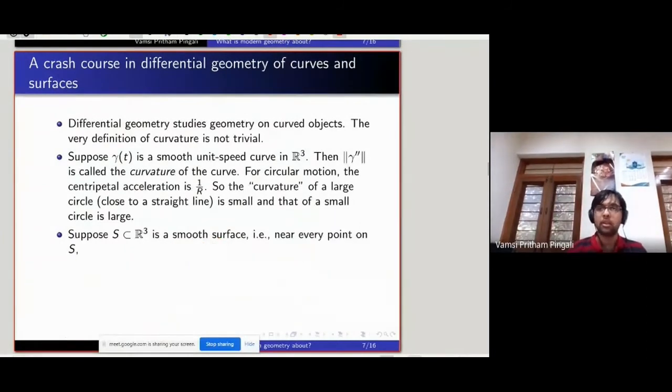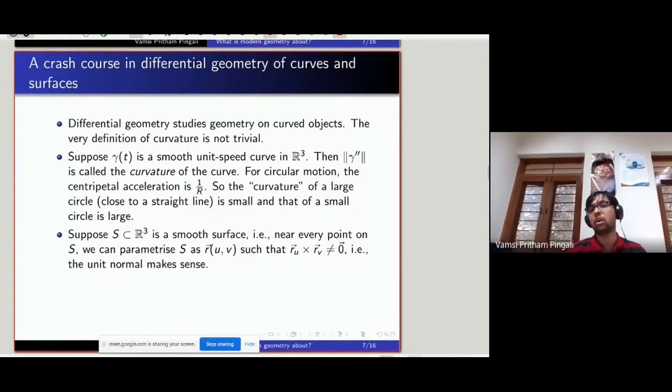Okay? So near every point on the surface, we can parameterize the surface with 2 parameters u and v, such that the cross product of the 2 is non-zero. That is, the unit normal makes sense. This is the normal, and if it is non-zero, you can divide by its length and talk about the unit normal.